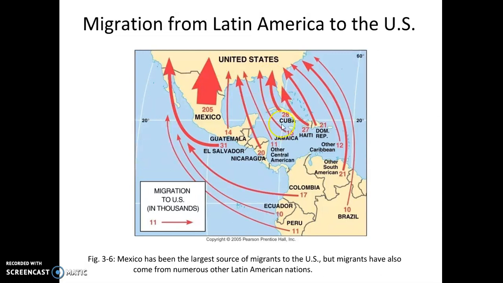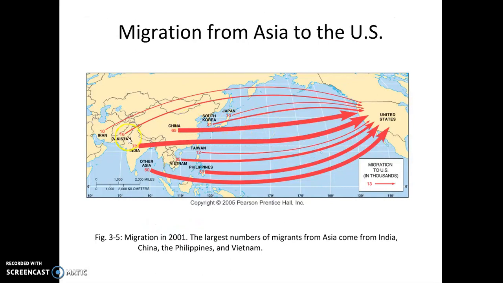This is also the core periphery model. You see that, let's say from the Philippines, that's a stage 2 country, that's the periphery. They're going to the core, stage 4, MDC, the United States. Vietnam, this is the periphery, stage 2, LDC. They're traveling to the core, the United States.